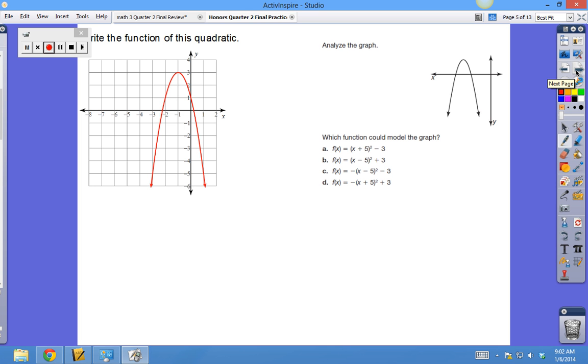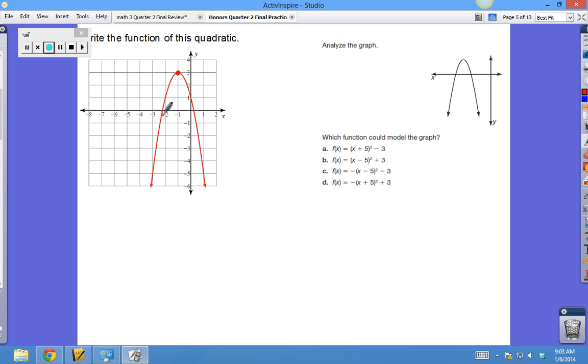Okay, this one now, you do know exactly where the vertex is, but you do not know where the roots are. The roots now are on fractions. So you're not going to use the factored model. You're going to use the vertex model. The vertex model is y equals a times x minus h squared plus k. So your vertex is going to be right here. Your vertex is left 1, up 3, and your vertex is your h and your k.